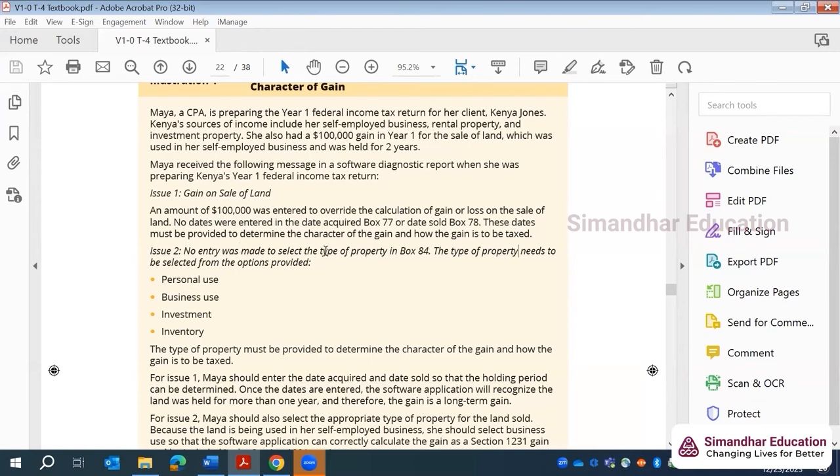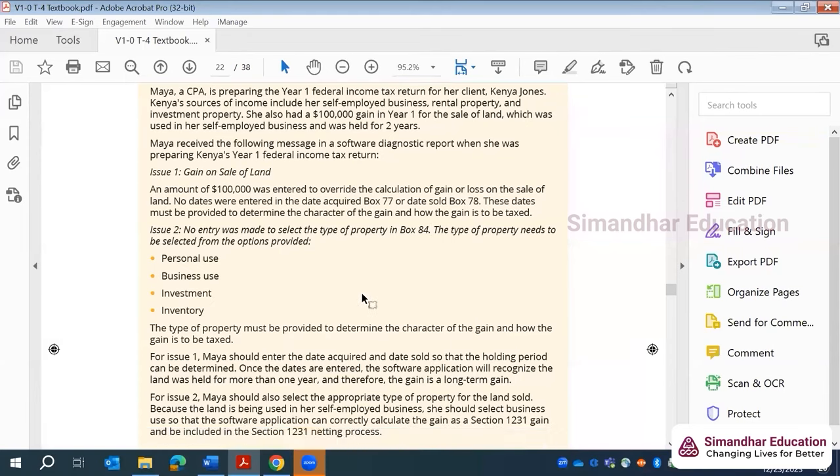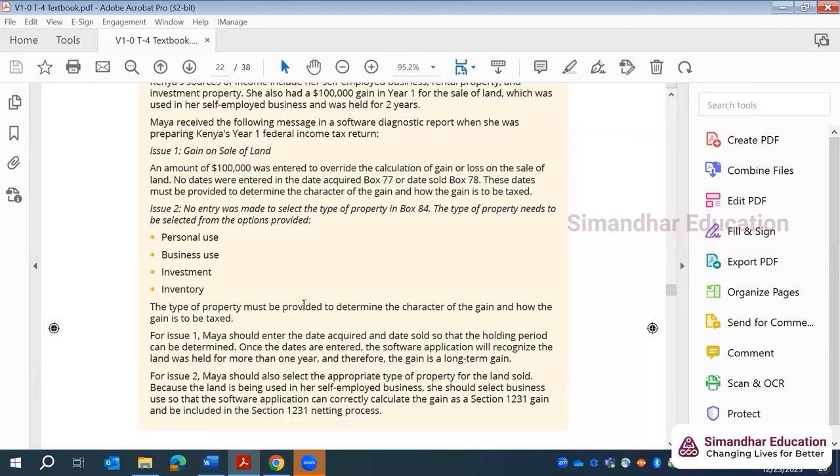No entry was made to select the type of property in box 84. Now, why is type of property important? Whether it's a business use, personal use, an investment or an inventory. Why do we need this information again? We just spoke about it, right? So depending upon the usage of the property, we can determine whether it's going to be ordinary income for us or it is going to be treated as a capital gain for us.